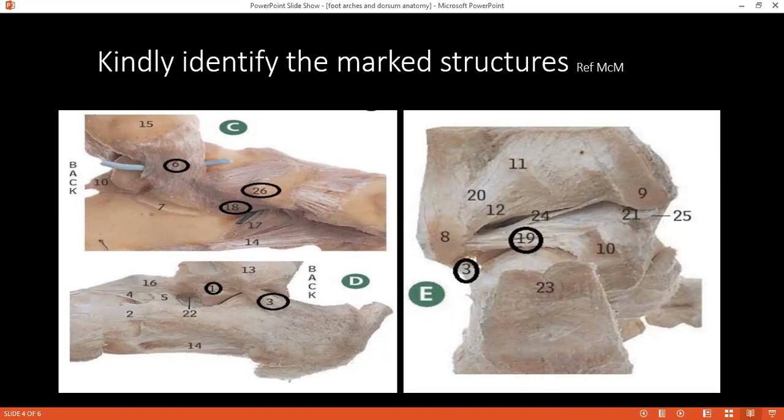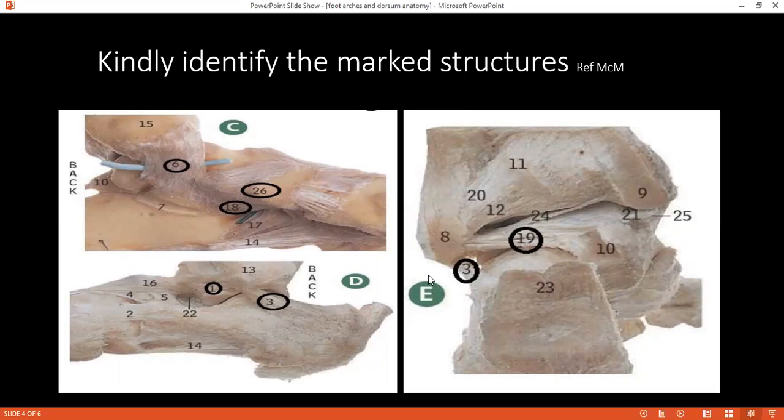Can you tell me the attachment of the deltoid ligament, please? So it is attached to the navicular bone. Anteriorly, it is attached to the tuberosity of the navicular bone. It is attached to the neck and body of the talus. Then it is attached to the calcaneum, the medial surface, and also it is joined with the spring ligament. All right, good.